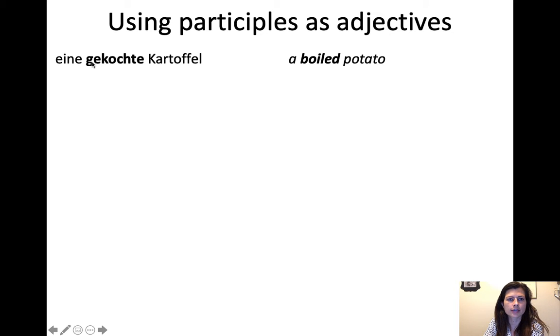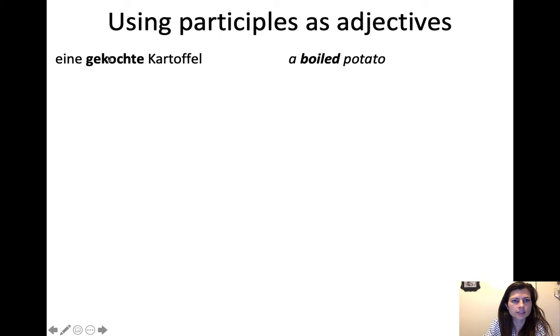Gekocht is a past participle, and it can also be used as an adjective, very similar to the way we do it in English. So, eine gekochte Kartoffel is a boiled potato. Gekocht, kochen can mean either to cook or to boil, same thing. So, cook or boil, both of those. So, eine gekochte Kartoffel, a boiled potato.